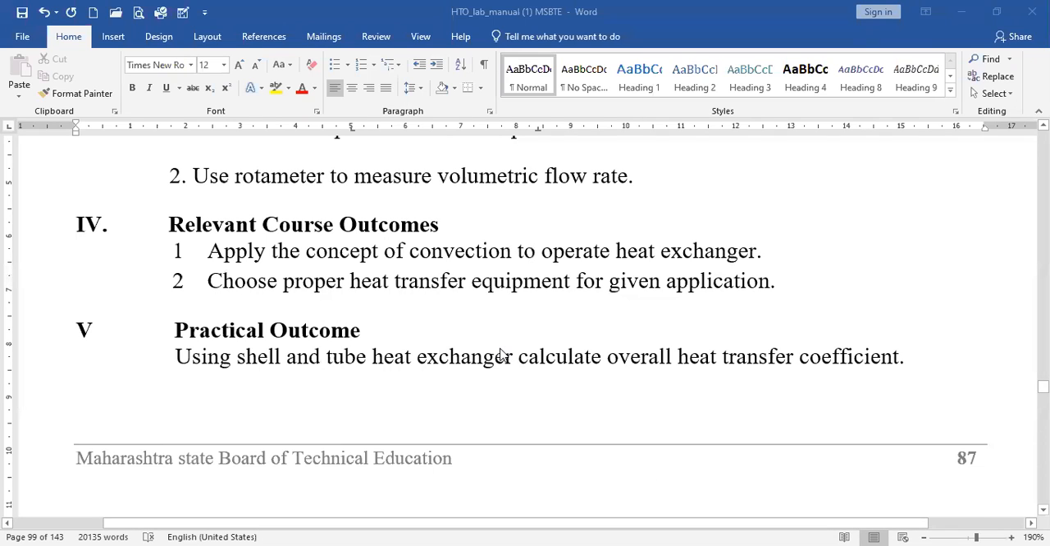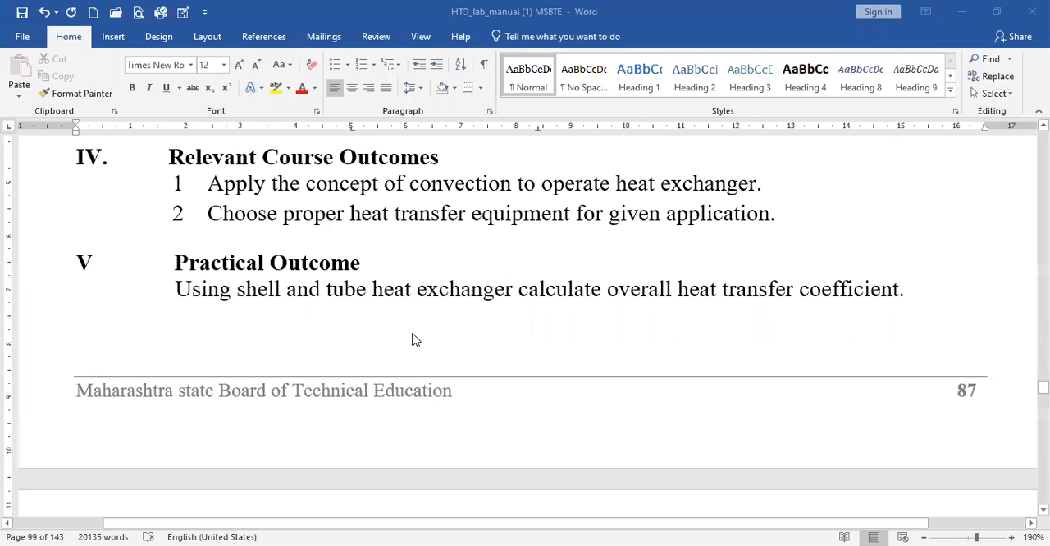The course outcome for this practical is to apply the concept of convection to operate the heat exchangers. In this shell and tube heat exchanger, we are going to use water. That is nothing but a liquid, and that is why the convection concept is there. Choose proper heat transfer equipment for given applications. So now we have chosen the shell and tube heat exchanger for heating of water with the help of hot water only. Then the practical outcome: using the shell and tube heat exchanger, we have to calculate the overall heat transfer coefficient, that is capital U.